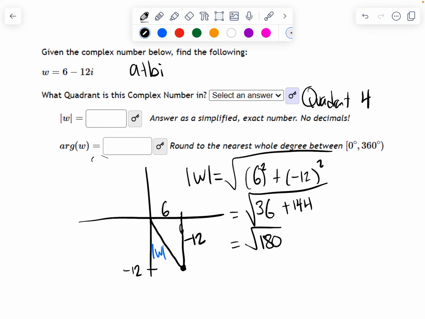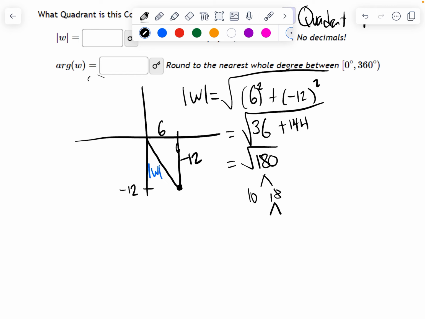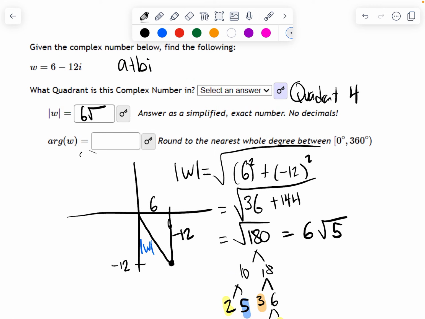If it simplifies, we have to simplify it. I'm just going to do 10 and 18. This is going to be 3 and 6, which is 3 and 2. 10 is 2 and 5. Do we have two of the same thing? You bet we do. We have two 2's, two 3's, and there's a single 5 left behind. 2 times 3 is 6, and then 5 is left. So 6 root 5. If it simplifies, simplify it. The answer is a simplified exact number.